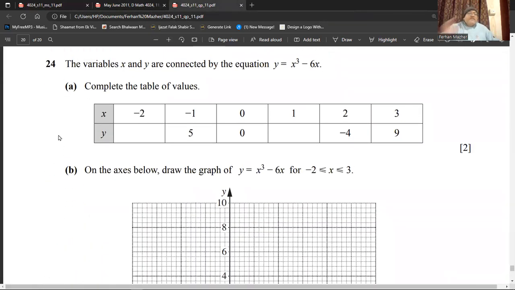The variables x and y are connected by the equation y is equal to x cube minus 6x. Complete the table. Okay. So I have to find out this value. So in this, in the place of x, I will substitute -2. So bracket -2 bracket close raised to power 3 minus 6 bracket -2 bracket close. And here you will substitute 1 in the place of x.